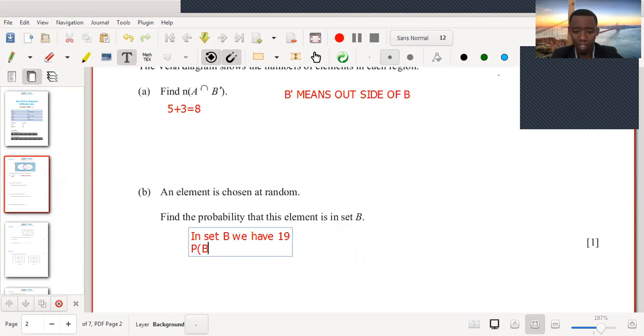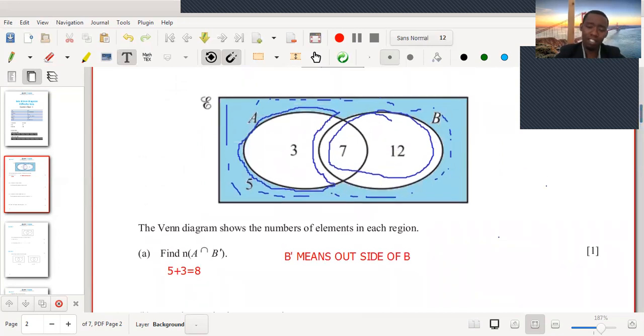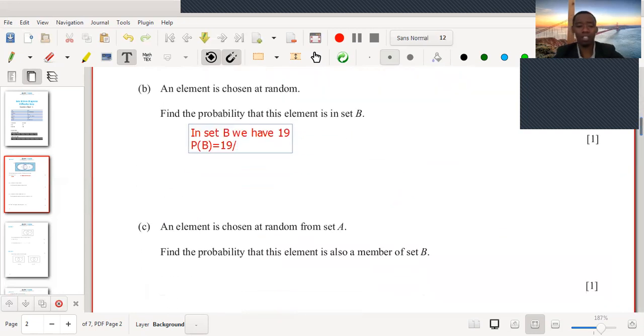is going to be 19 over the total. What's the total? You can see the total. 12 plus 7 is 19, 19 plus 3 is 22, and 22 plus 5 is 27. So it's going to be 19 over 27. That's it.